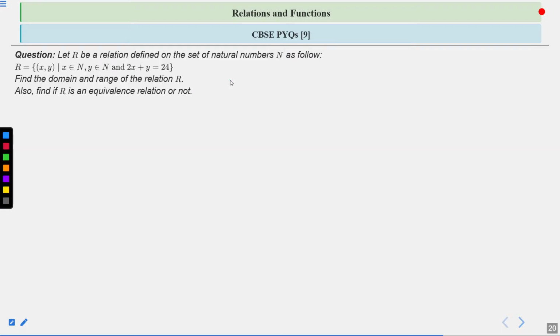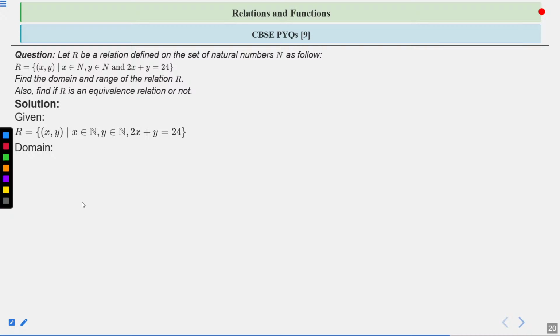The question was, the relation R is (x, y) such that x belongs to natural numbers and y belongs to natural numbers, and 2x plus y should be equal to 24. We basically have to find the domain and range of the relation R, and also whether R is an equivalence relation or not. So let us move to the solution part. It is given that relation R is defined as (x, y) such that x belongs to N, y belongs to N, and 2x plus y is equal to 24.